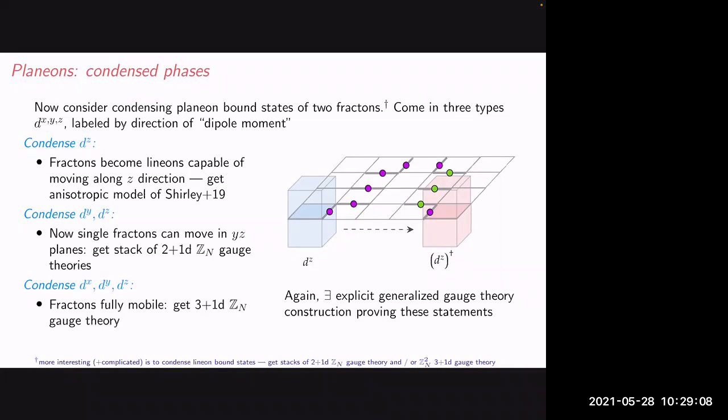Okay, and then finally, we can ask what happens when we condense all types of these dipolar bound states. When we do this, an isolated fracton, by fusing with the condensate, can move in all 3 dimensions. And one guess about what the resulting phase looks like is a 3+1 dimensional deconfined Zn gauge theory, where the gauge charge is again an isolated fracton. And again, this is borne out within some explicit construction that we can account.